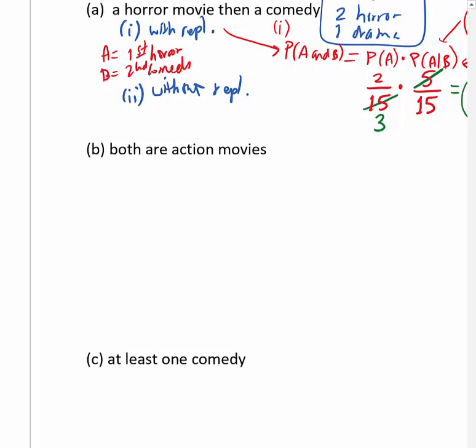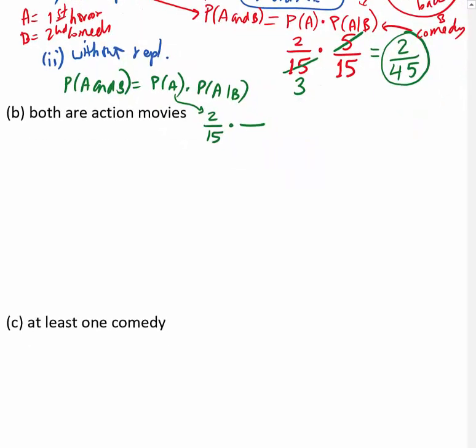And then without replacement, well, we're still going to use the same formula. It just gets applied a little differently. The probability of A is still the same. The horror movie, there are 2 out of 15 horror movies. But now you're not replacing that horror movie, so there's one less movie to choose from.